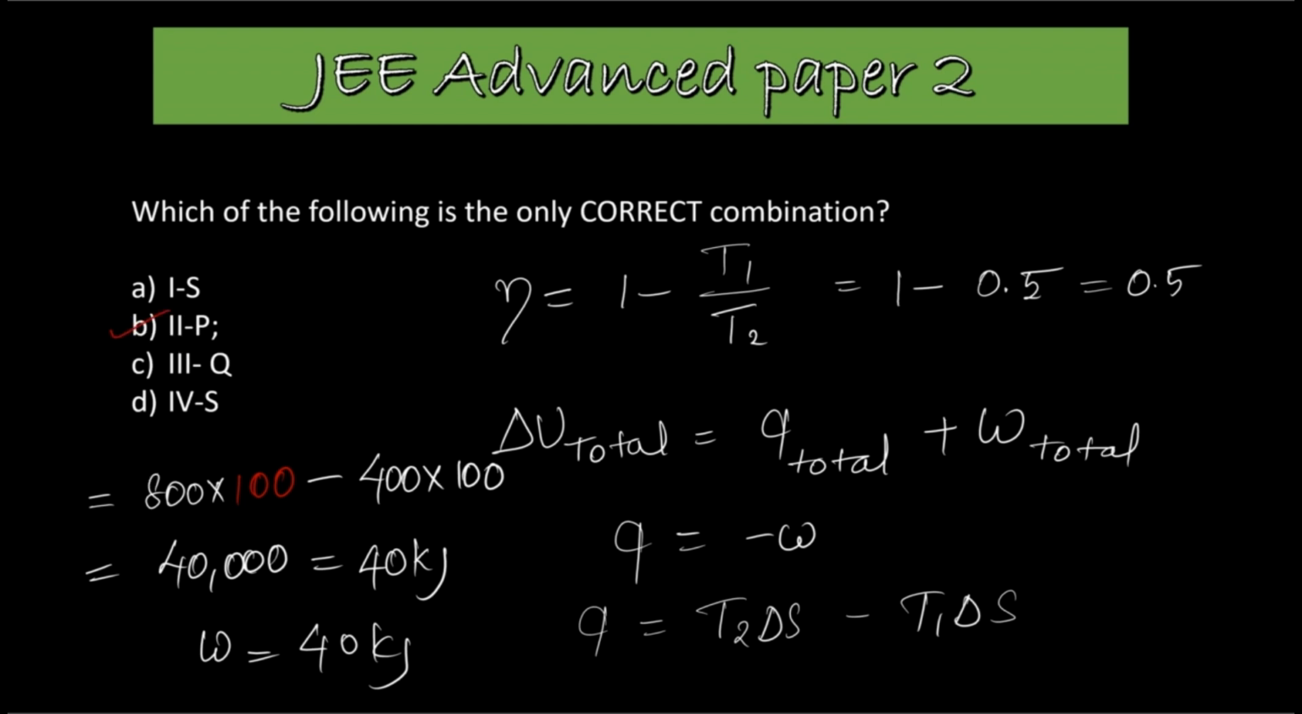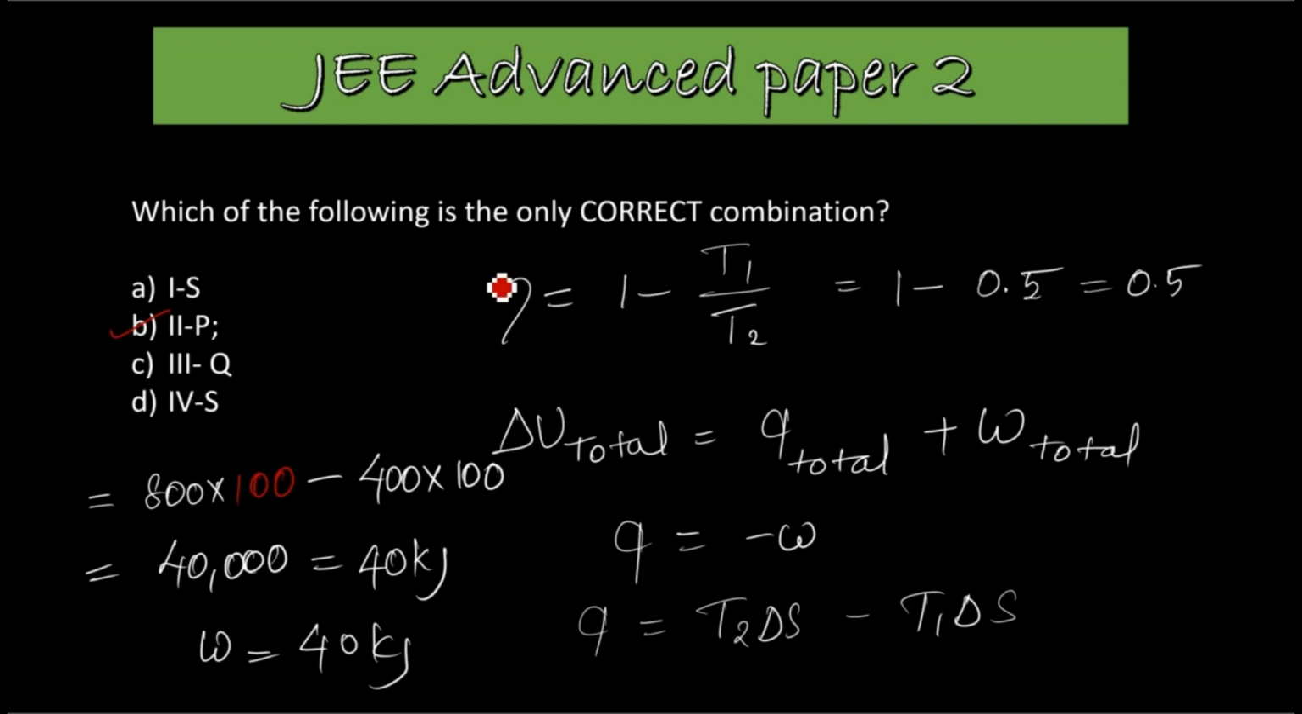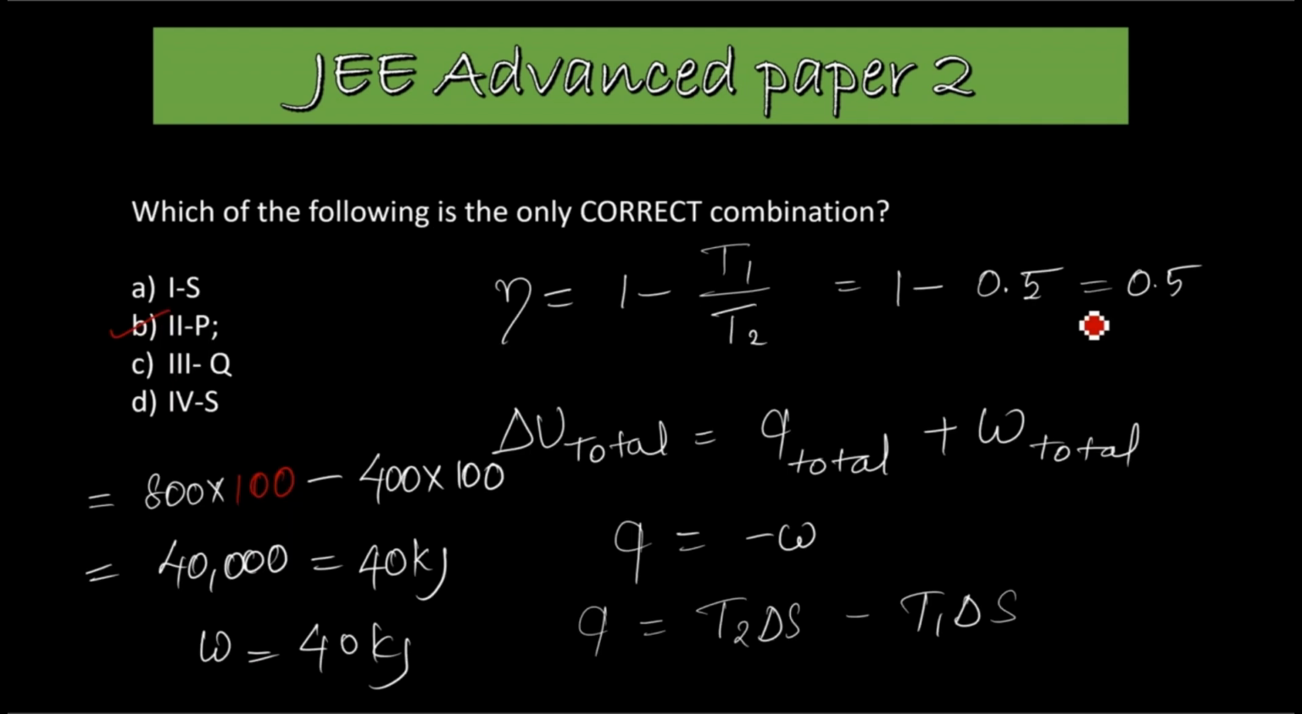Then comes 3 to Q. 3 to not Q, it is S. 4 to S is also not right. So answer to this question is 2 to P.